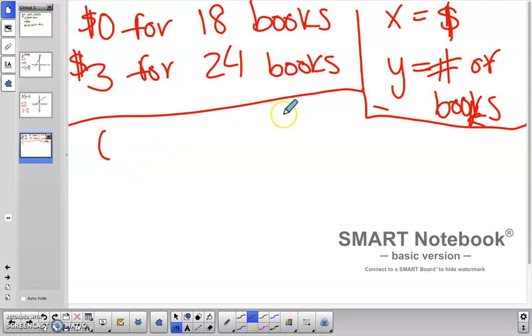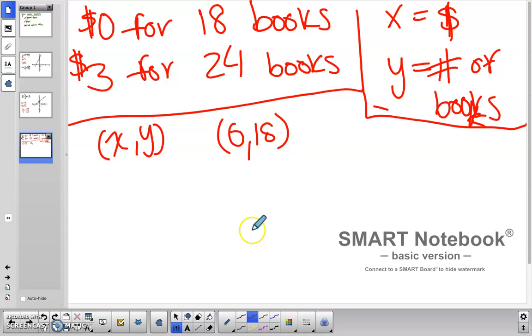So let's represent this as an ordered pair, because we know ordered pair x, y, right? X is the number of dollars, that's going to be 0. And y, the number of books, in this case, is going to be 18. So it will be 0, 18. Now, doesn't this look familiar to you? As I said, if the x value is 0, and there's a specific y value, what is that called? That's going to be the y-intercept, or the b. So we found our y-intercept, right?